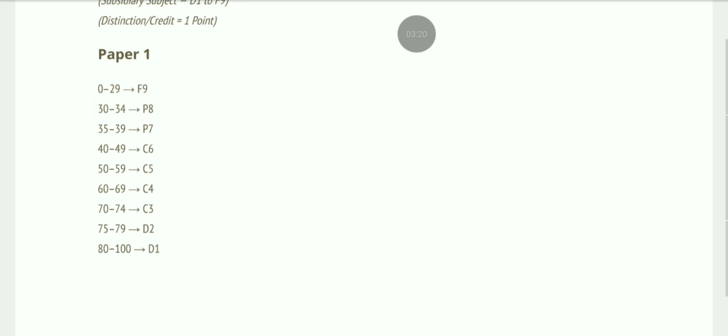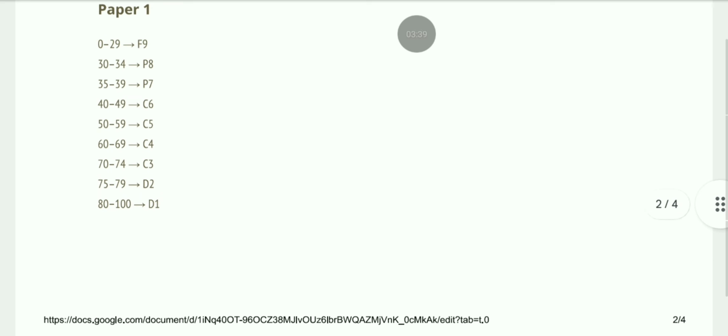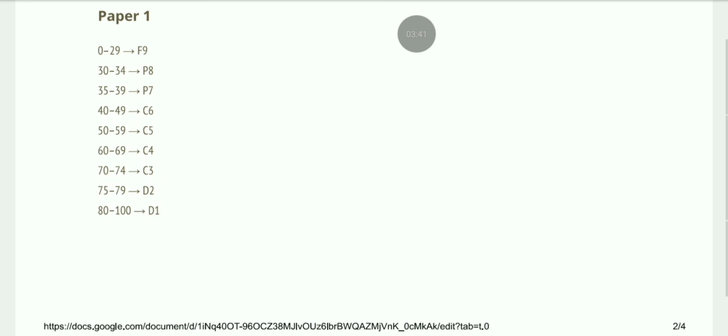70 to 74, credit 3, they had a point. From 40 to 49, credit 6, a point. 50 to 59, credit 5, a point. 60 to 69, credit 4, a point. 70 to 74, credit 3, a point. 75 to 79, D2, a point. 80 to 100, a D1, a point. You had a point, sorry, I had mistaken.